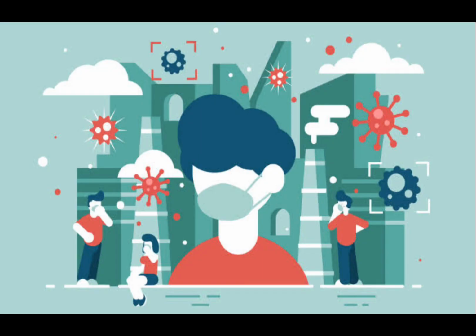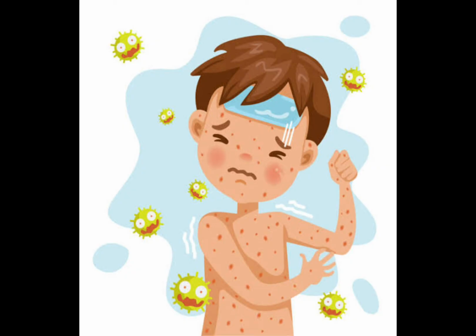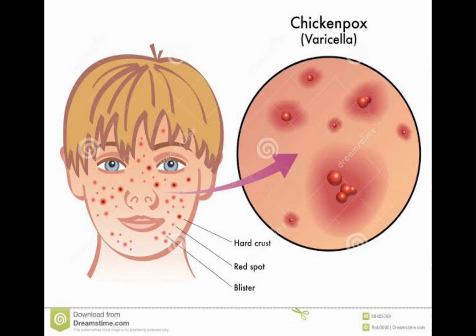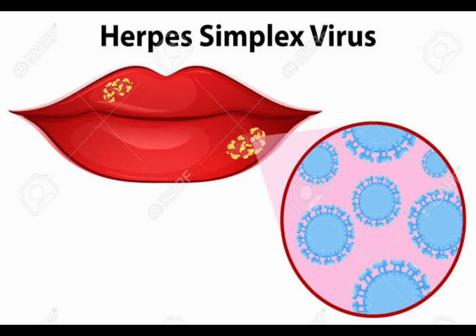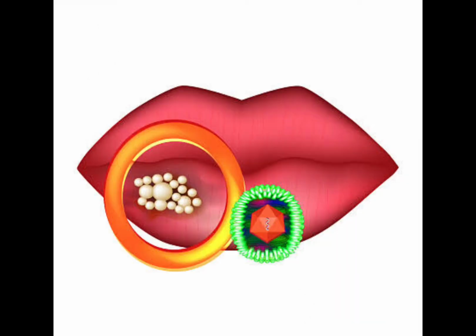Now let's talk about viral diseases. First, chickenpox, which is a viral illness that causes a blister-like rash. The rash first appears on the face and trunk and then spreads throughout the body. Second, herpes. It results from infection with the herpes simplex virus, HSV. It causes sores or blisters to form in or around the mouth or genitals, as well as other symptoms.